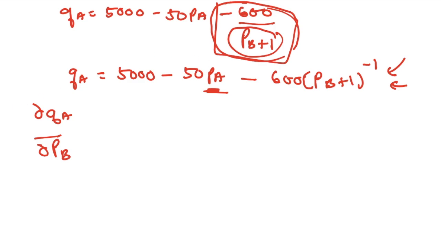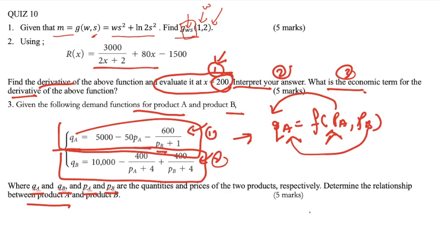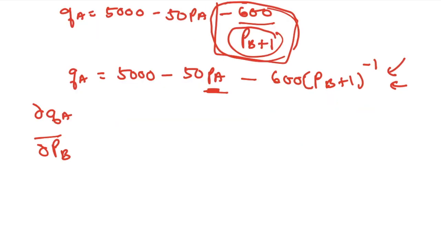That's why for some students, when they do it, I deduct the mark, because you see here, determine the relationship between product A and product B. It doesn't ask you to determine the relationship between product A and price of A. It doesn't ask you to determine the relationship between product B and price of B. No. It is asking you between QA and product B, so you look at the price of B. Between product B and product A, so you look at the price of A. Don't look at this one. For the first one, don't look at this one.